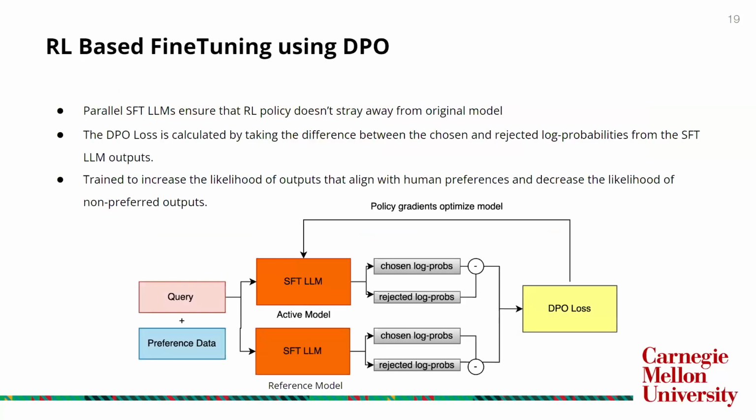Once this was done, the previously SFT fine-tuned Llama is used in this RL-based fine-tuning using DPO, and it is used as both the active and the reference model. This is to ensure that the RL policy doesn't stray away from the original model. The DPO loss is calculated by taking the difference between the chosen and the rejected log probabilities from these SFT LLM outputs. Finally, the entire model is trained to increase the likelihood of outputs that align with the preference data and decrease the likelihood of the non-preferred outputs.